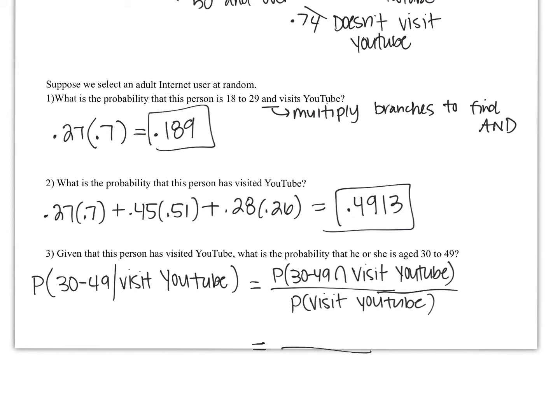So first in the numerator we need probability the 30 to 49 and visit YouTube. So that's going to be 0.45 times 0.51. And the probability you visit YouTube, we found in the previous example, we know is 0.4913. So we're going to do 0.45 times 0.51, and we get 0.2295. We divide by 0.4913, and we get 0.4671.